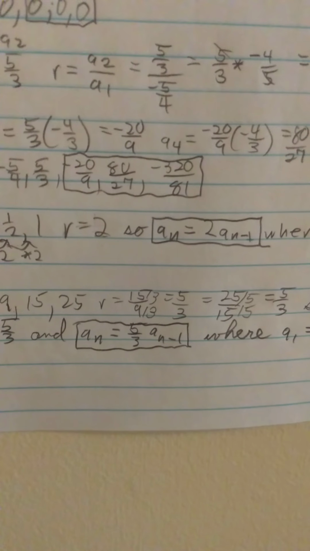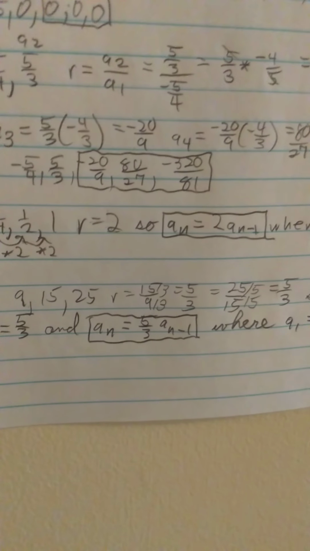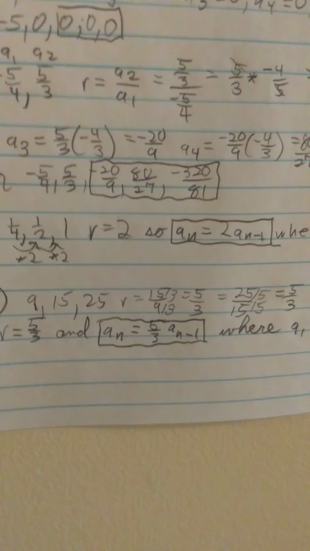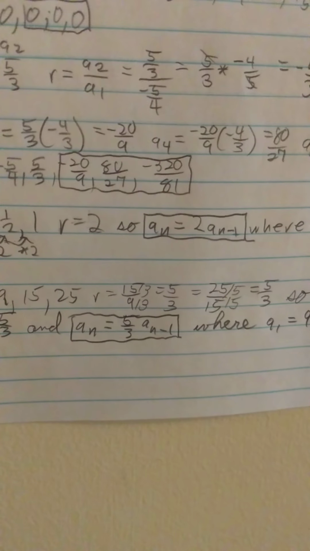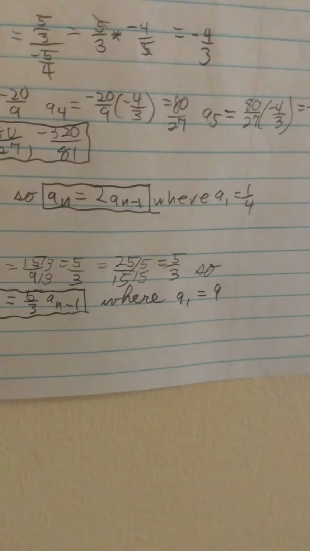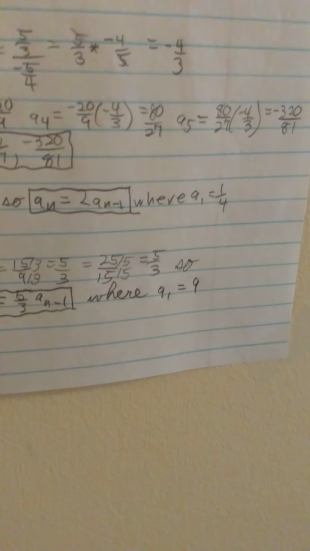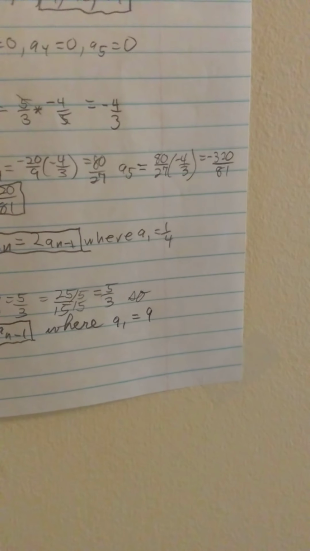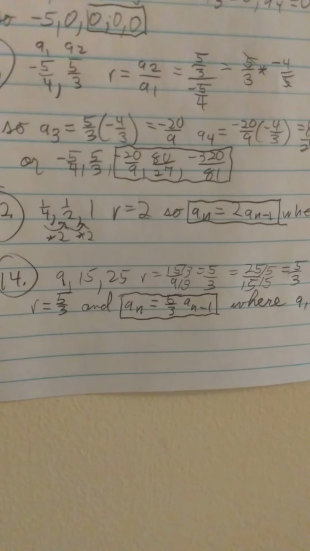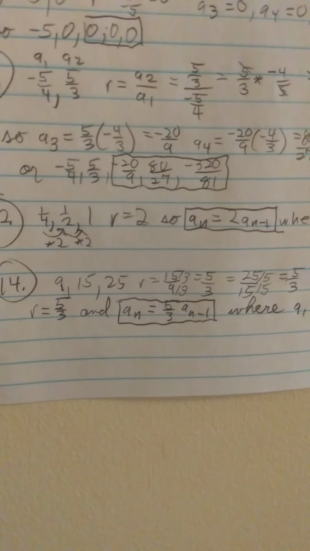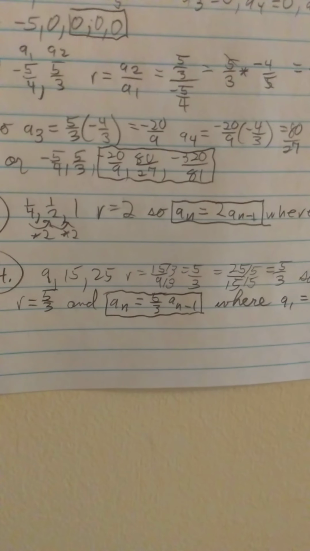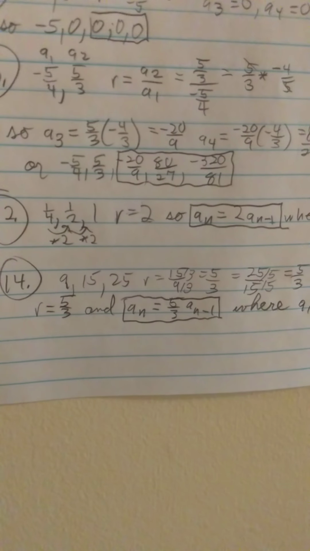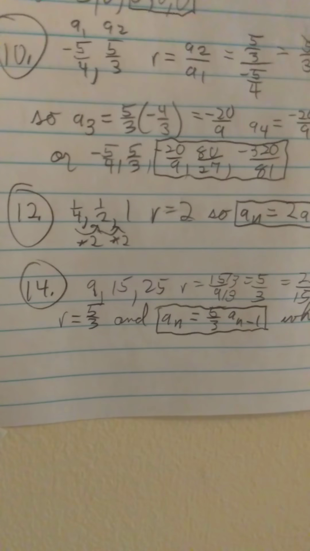And a sub 4 is a sub 3, negative 20 over 9, times the r, negative 4 over 3, or 80 over 27. And a sub 5 becomes a sub 4, 80 over 27, times negative 4 over 3, or negative 320 over 81, making the 5-term sequence negative 5/4, 5/3, negative 20/9, 80/27, negative 320/81. Those are some funky fractions.